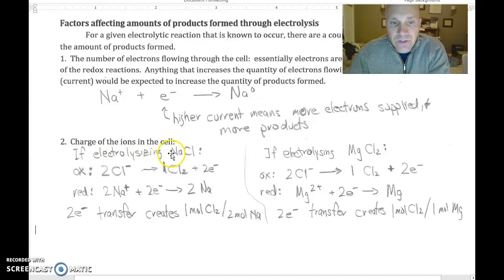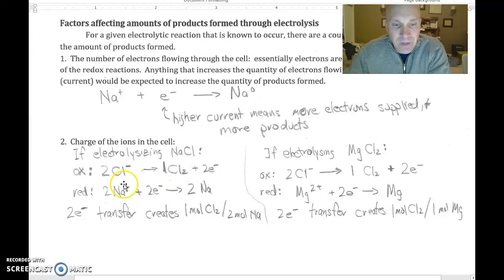So if we were electrolyzing sodium chloride, the oxidation would be happening to the chloride ions. All right, so an electron is taken away from both of these, generating the chlorine molecule, and here are the two electrons that got taken away. And in the reduction side, we've got two sodium ions reacting with two electrons to make two neutral sodium atoms.